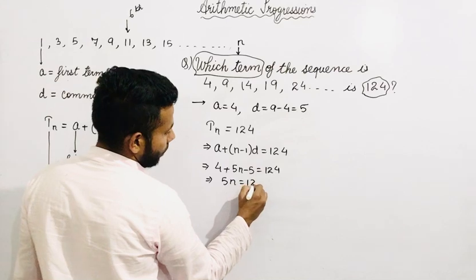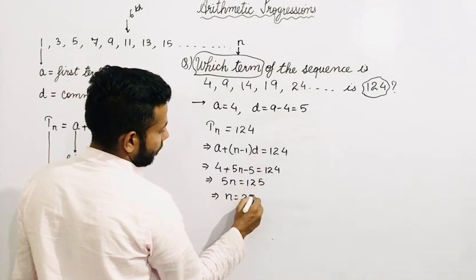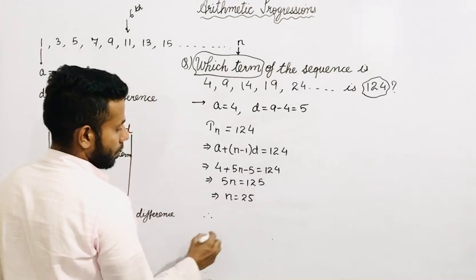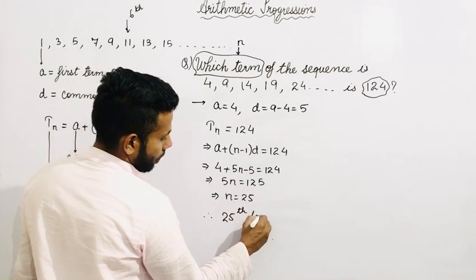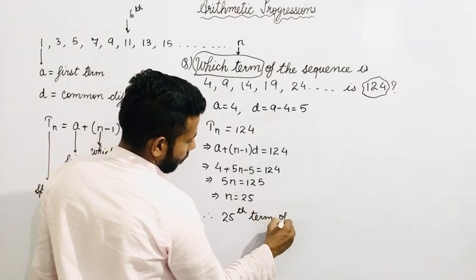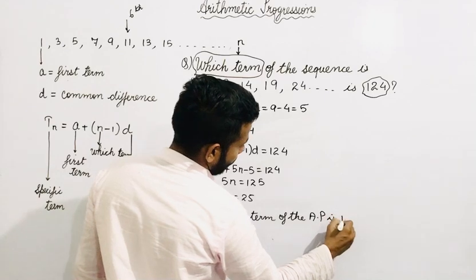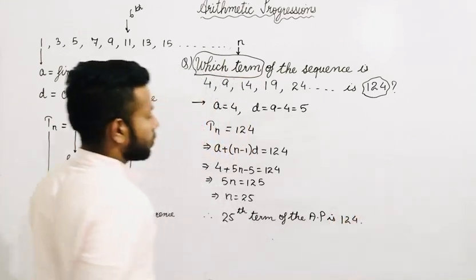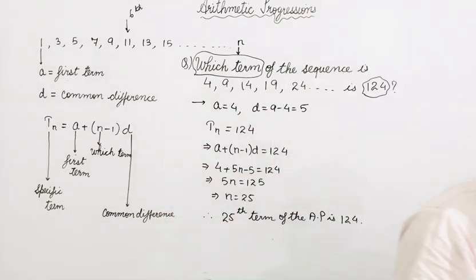5n equals 125. So n equals 25. Therefore, the 25th term of the AP is 124. So this is how you calculate how many terms, which term.